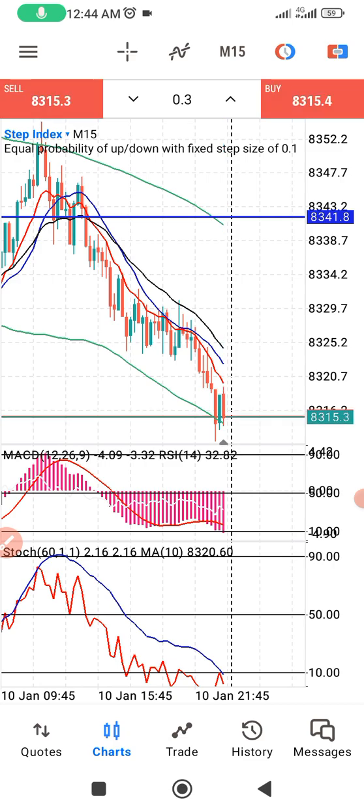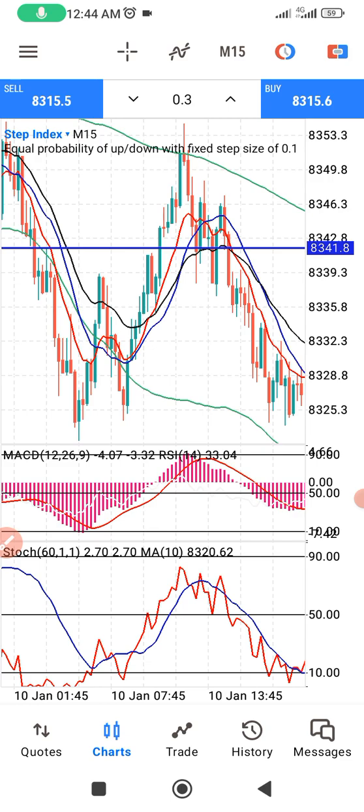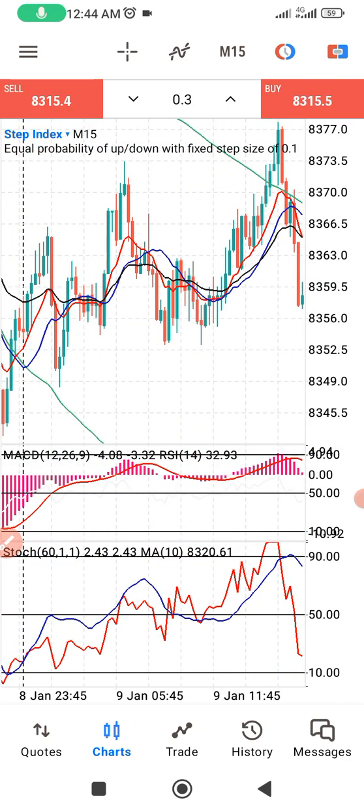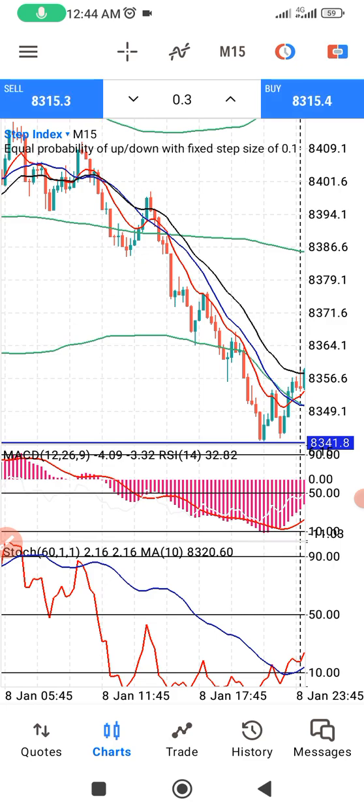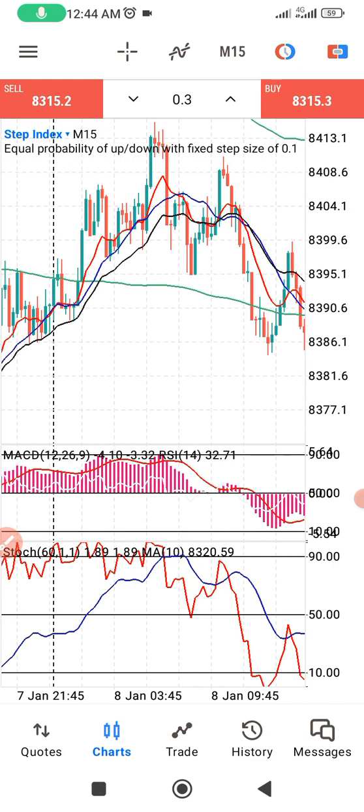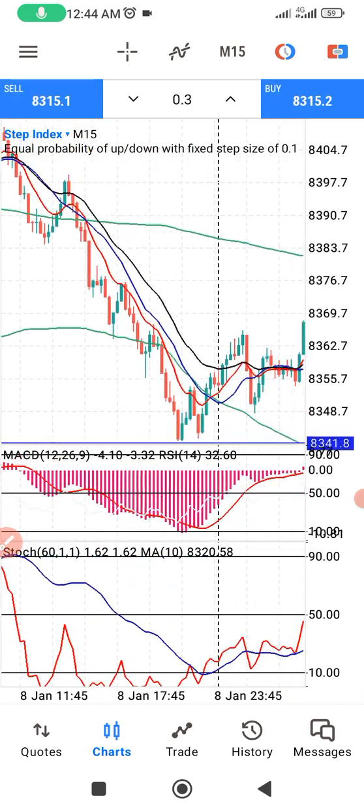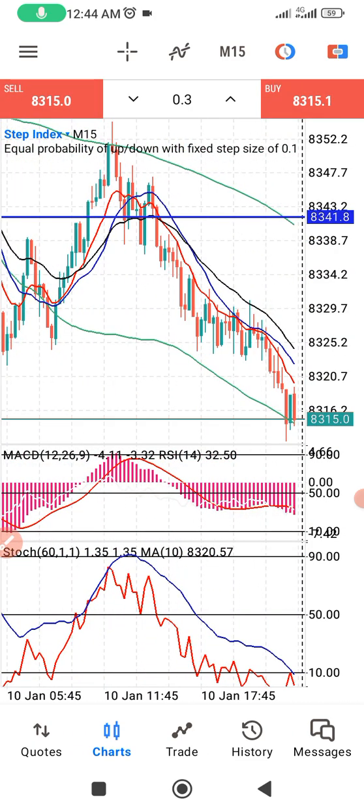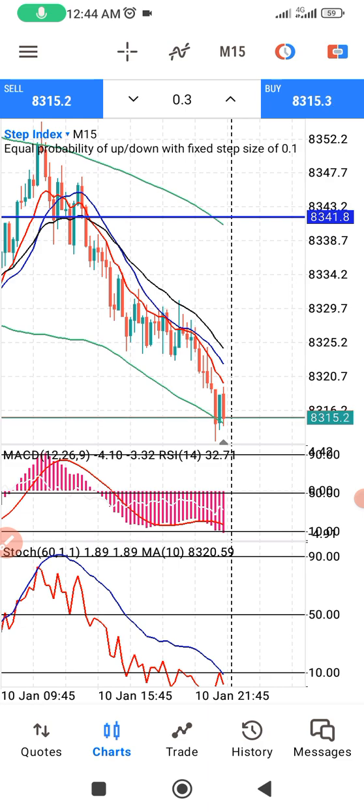So in today's video, I want to share with you a simple method for scalping Step Index. Step Index is an asset that is offered by Deriv as a broker. Alright, so I don't intend this video to be long, so let's dive into it at once.